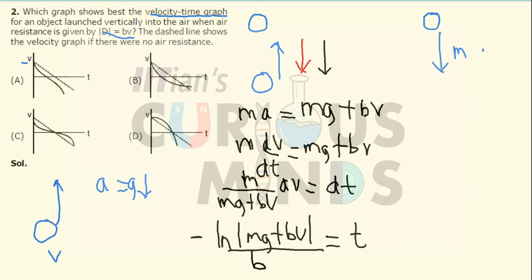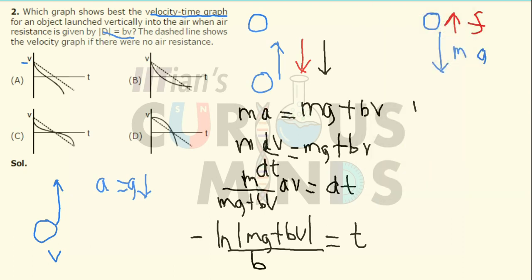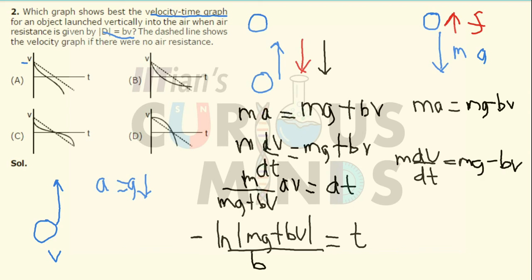Now the mg will be in the downward direction, and here the friction force acts in the opposite direction. So in this case the resultant ma will be equal to mg minus bv, because mg is in the downward direction and bv is in the upward direction. Similarly, m dv/dt is equal to mg minus bv. So basically m dv divided by (mg minus bv) is equal to dt.